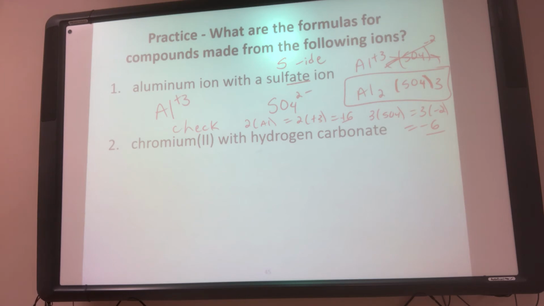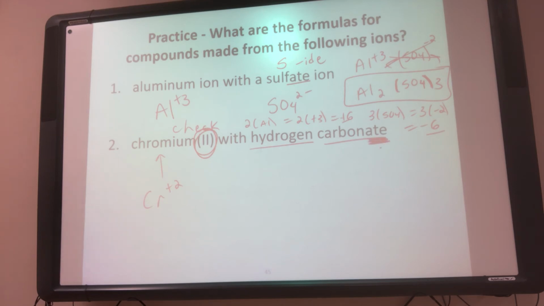All right, let's do the next one. Chromium 2 with hydrogen carbonate. All right, so I need to know what is the symbol for chromium. So that's Cr. And then I don't have to go to the periodic table because it told me right here what the charge is. And since it's the metal, it's a cation. And remember, cations are written first. So Cr +2. Then this is hydrogen carbonate.